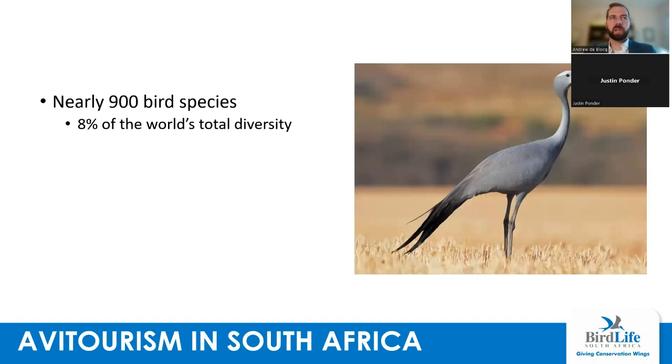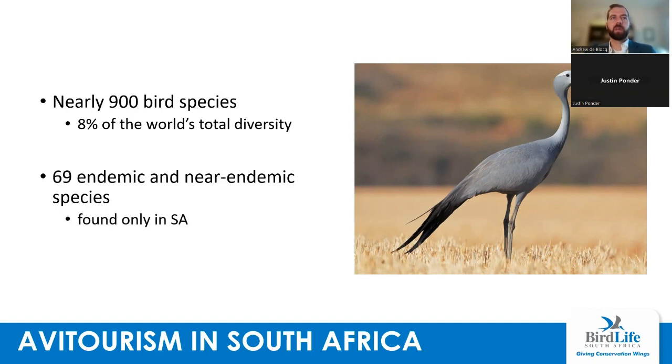So what does avitourism look like in South Africa? Well, we have nearly 900 bird species in South Africa. We have about 880 species. It's about 8% of the world's total diversity, which is pretty incredible. If you think about us being the country at the southern tip of Africa, to have 8% of the world's total diversity is really incredible.